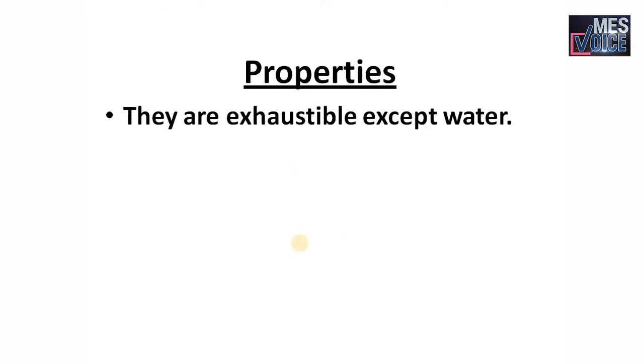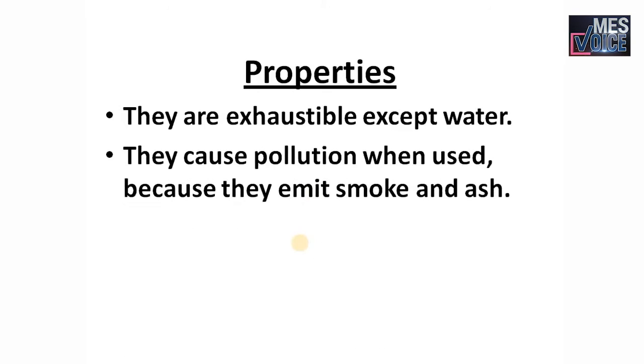What are the properties of those conventional energy sources? First thing, they are exhaustible, or they are going to be finished within a short while. That is the property. Secondly, they cause pollution when used because they emit smoke and ash. It's a big problem. In olden times, we had enough forest, and the forest would have been enough to catch all the smoke to balance the atmosphere.